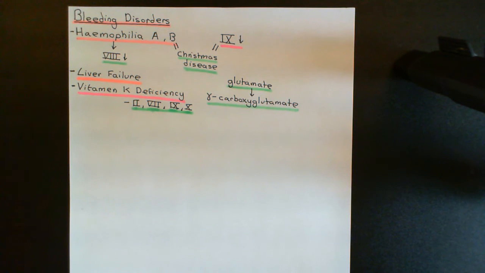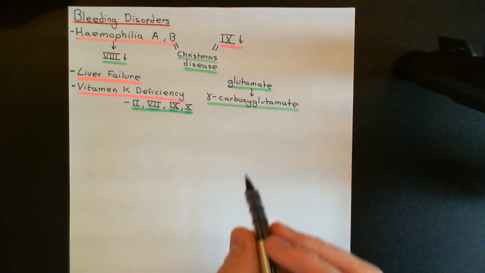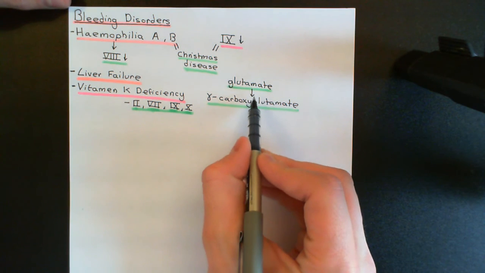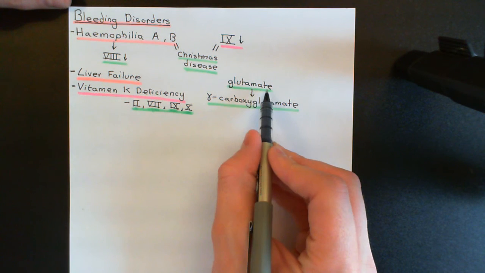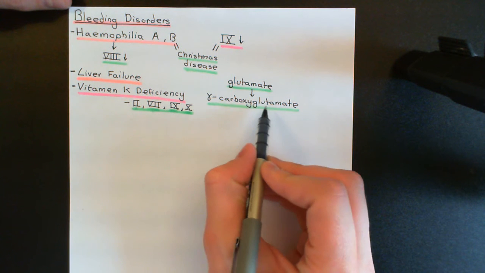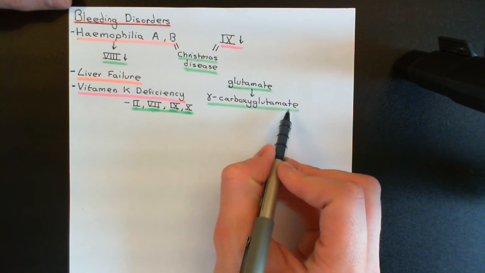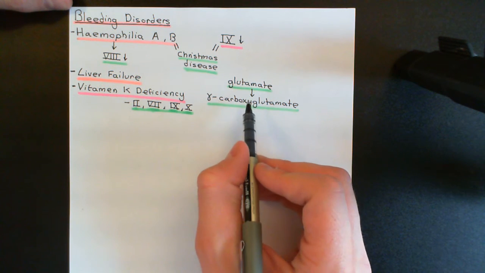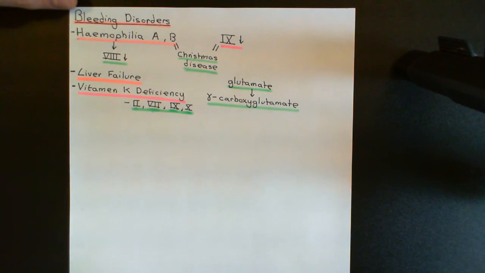and therefore you'll have problems actually preventing hemorrhage. So the first thing then that I want to do is actually draw out a picture of what a glutamate amino acid looks like and what a gamma carboxyglutamate residue looks like, and then we'll discuss why vitamin K is so important for this.